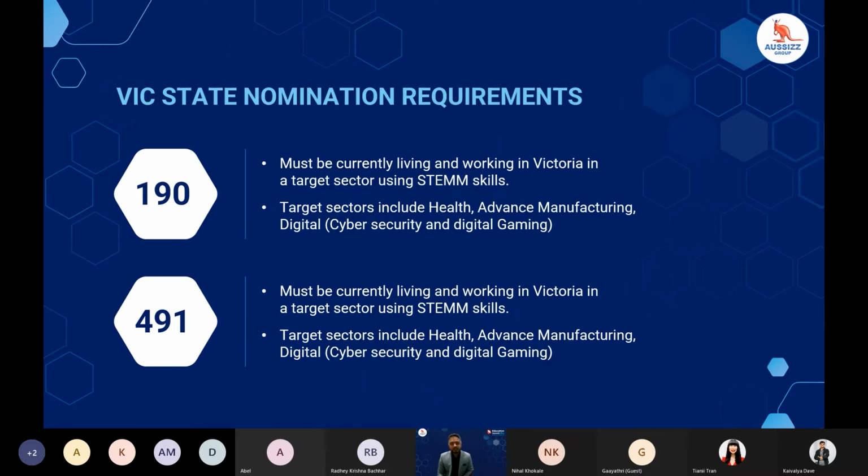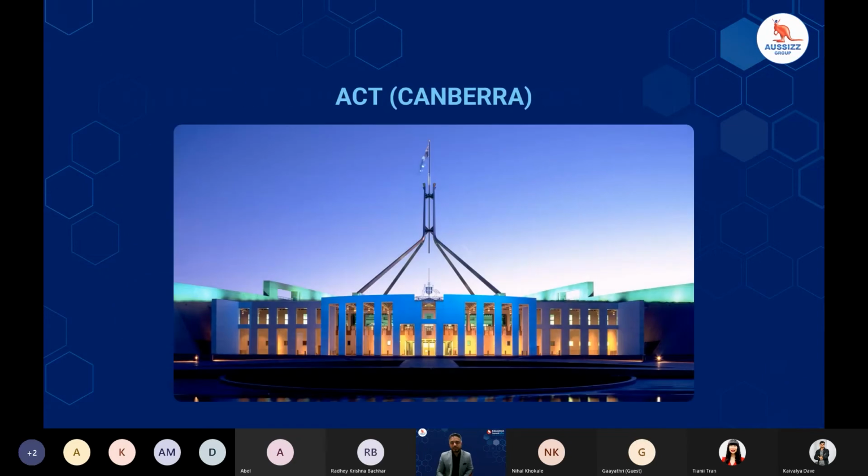For a 491, again, the same criteria: you must be currently living and working in Victoria, but in regional Victoria, in the target sector using STEM skills, and the target sectors are the same as the other one. You need to lodge an ROI, which stands for registration of interest. If you are selected, the Victorian government will contact you by email and invite you to apply for a state nomination for 491. You then have to submit all your documents to the Victorian State Nomination Authority, and once they're satisfied with your documents, they will nominate you and you will receive your invitation in your SkillSelect.